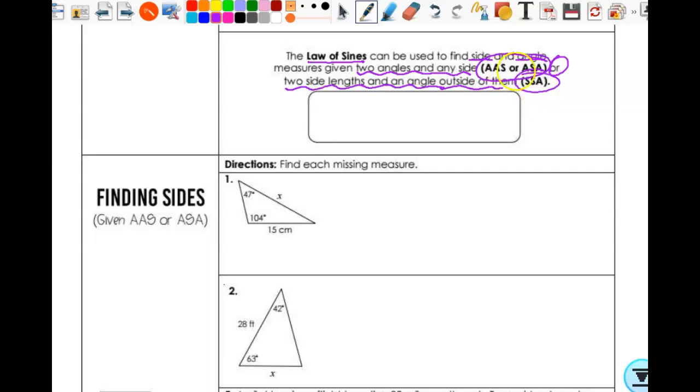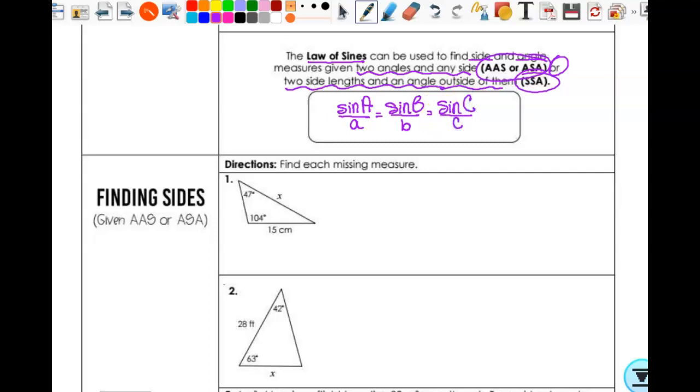Today, we're just going to focus on these two. So it's two angles and a side. Either the side is included in the two angles or it's not, and we'll look at that in just a second. If that's the case, then we can use the law of sines, which just looks like this. The sine of angle A over little a equals the sine of angle B over little b, which equals the sine of angle C over little c.